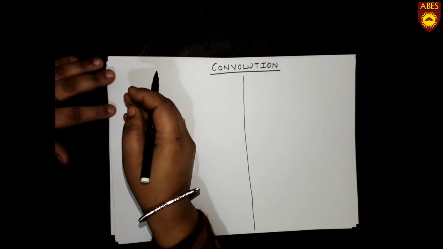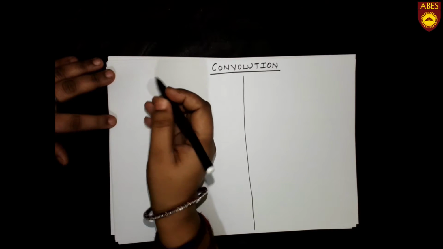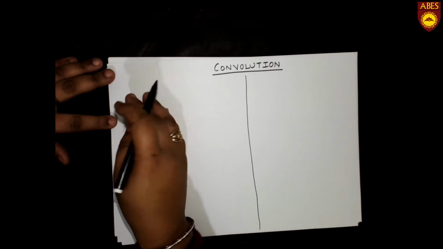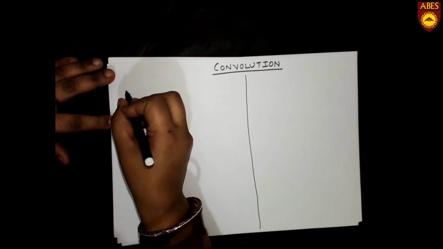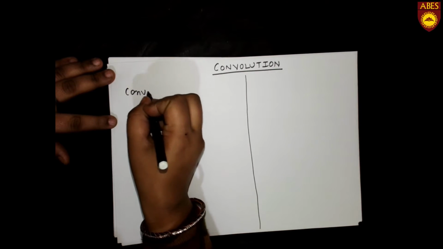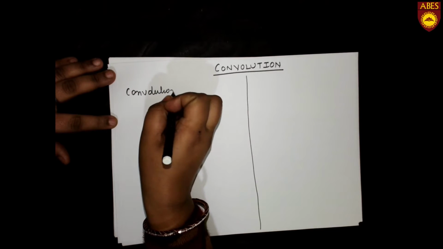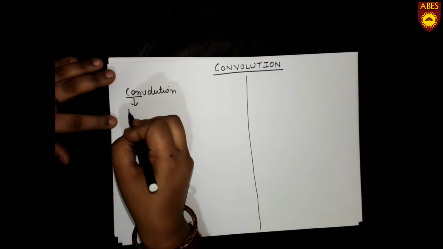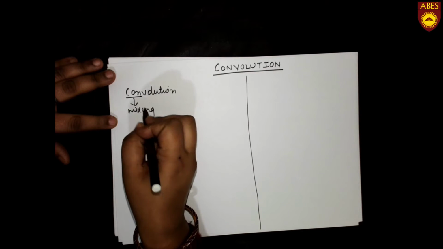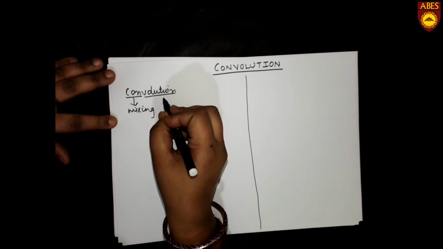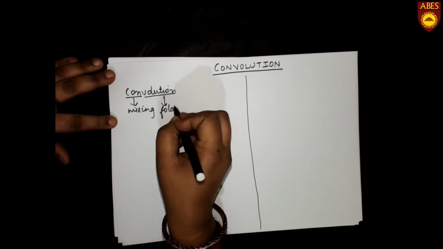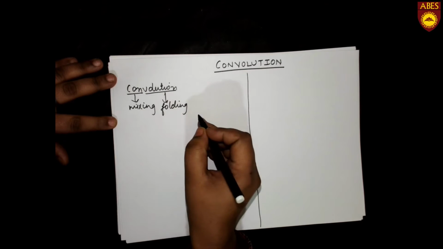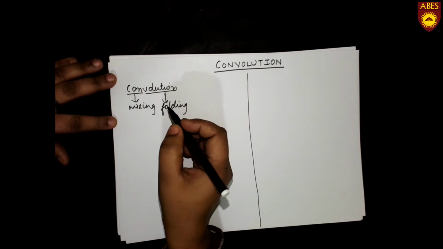Hello everyone. Today's topic is convolution. So today we will discuss convolution and its application. The basic meaning of convolution: convolution means mixing and folding. So convolution is basically folding and mixing of two signals.